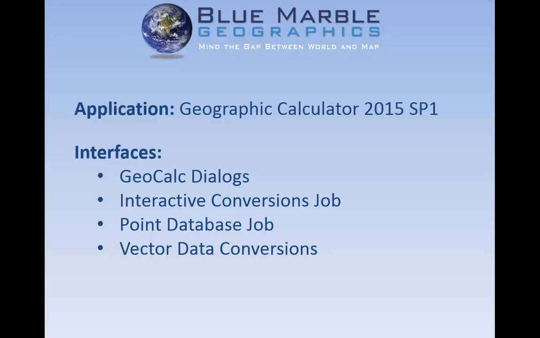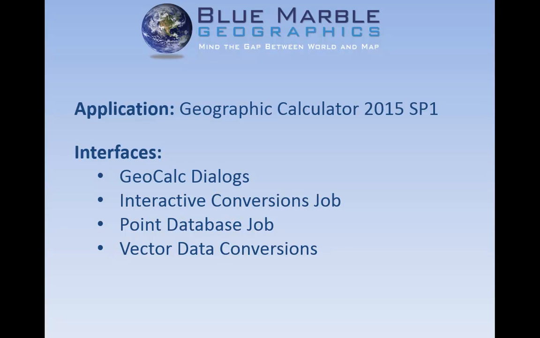Today's session is going to be focusing on Geographic Calculator 2015, Service Pack 1. We're going to be focusing on a system called Horizontal Time Dependent Positioning. This is going to also add the time component into our spatial coordinates. So we're going to be looking at potentially latitudes, longitudes, elevations, northings, eastings, elevations, all the typical spatial components of our data, but we're also going to add in the temporal component. So not just where your data is, but when your data is.